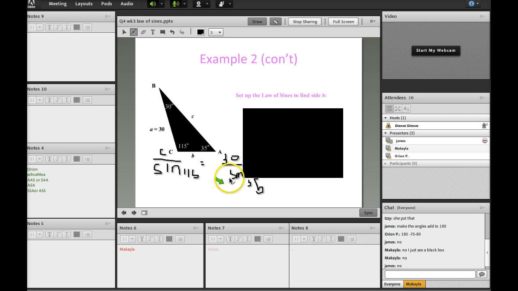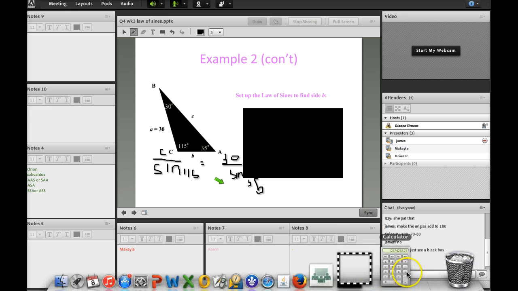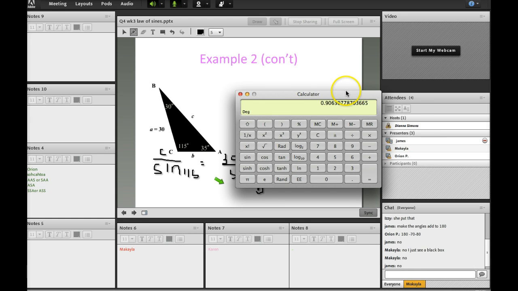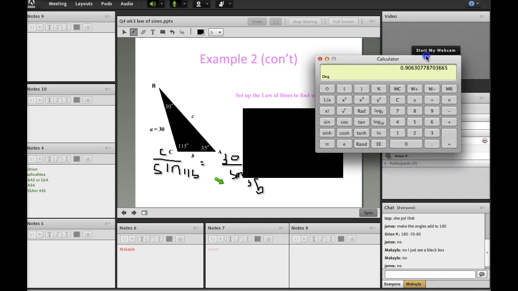Okay, so this is what I'm going to do. Now I'm going to multiply both sides by sine of 115. So I'm going to use my calculator. Sine of 115 is 0.9. You guys seriously write it down if you know what the answer is. And then I'm going to multiply that by 30 because that's the side. And then I'm going to divide that by sine of 35. All right, so side C is going to be 47.4. Okay?